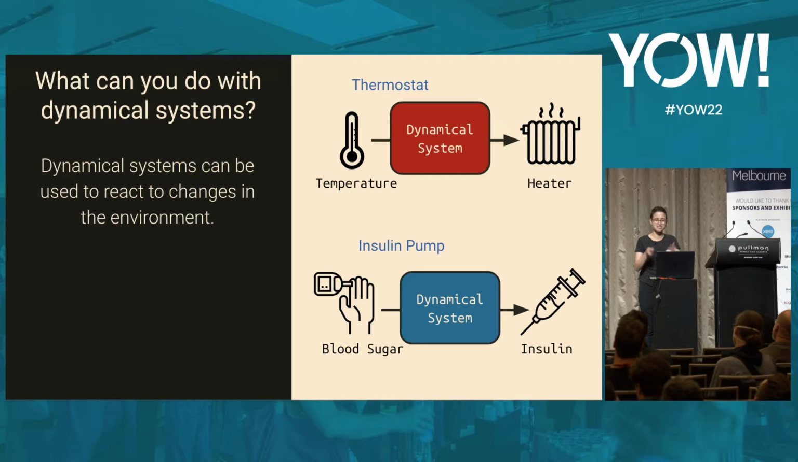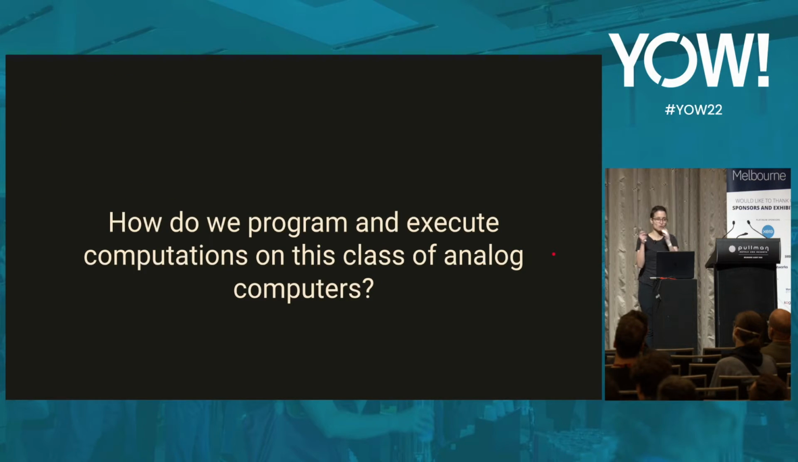You can, of course, complete the loop, and you can use a dynamical system with a sensor and an actuator, and then you have a control system, right? And there, typically, what you're doing is you're observing the environment, and then you're adjusting actuator elements, such as a heater or something that doses medication, to reach some sort of target goal. A classic example of this is a thermostat. You set the temperature you want, and it's going to adjust the heating element based on the temperature in the room. You also see this in biomedical applications. Okay, so we understand the application domain. We understand at a very high level the hardware. How do we program and execute computation on this class of analog computers?